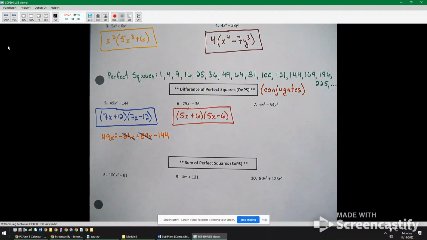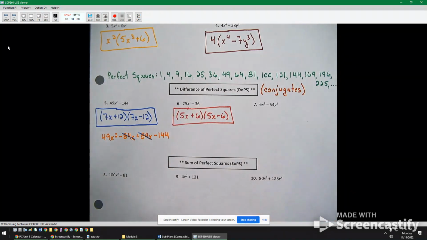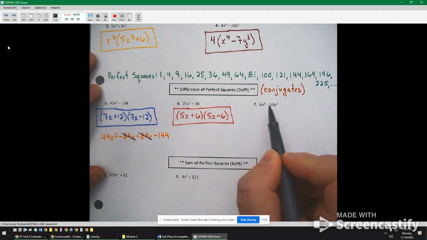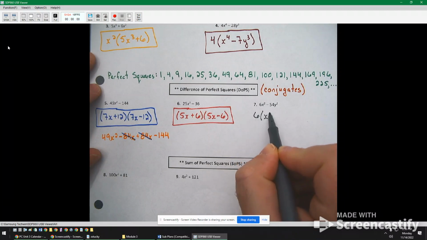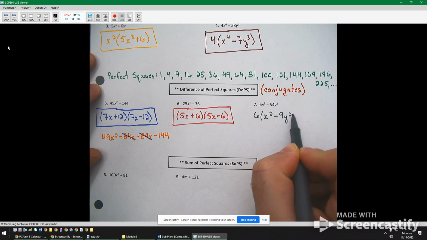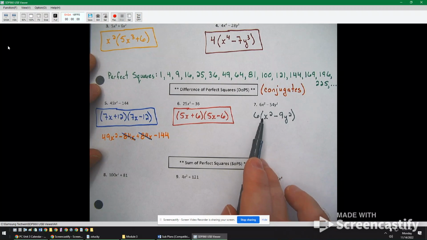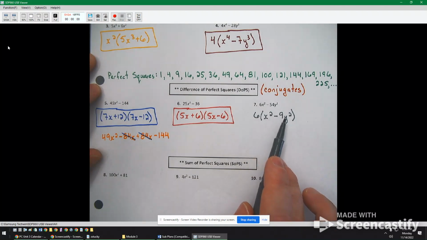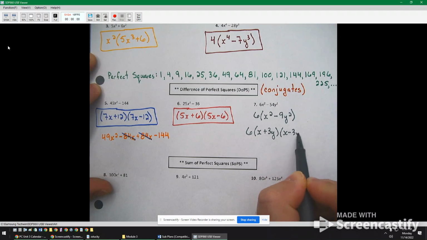Now, don't forget, just because we didn't do a GCF every time doesn't mean that you shouldn't still look for a GCF. 25 and 36 don't have anything in common, so I can't GCF anything out of them. As I look at this one, this doesn't feel like DOPS because you don't have any perfect squares to begin with. But if you GCF out a 6, that leaves behind x squared minus 9y squared. And now all of a sudden I do have DOPS. That's a perfect square of 1x squared, and that's a perfect square 9y squared. So this can then factor into DOPS: 1x plus 3y, 1x minus 3y.